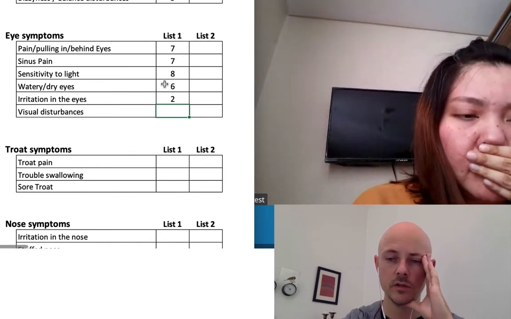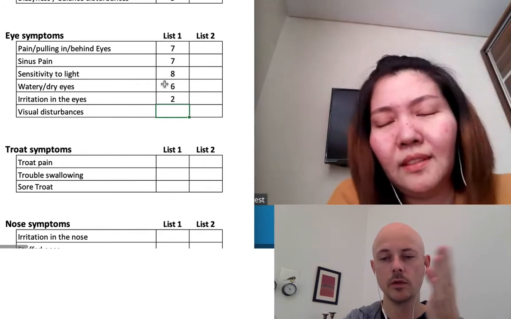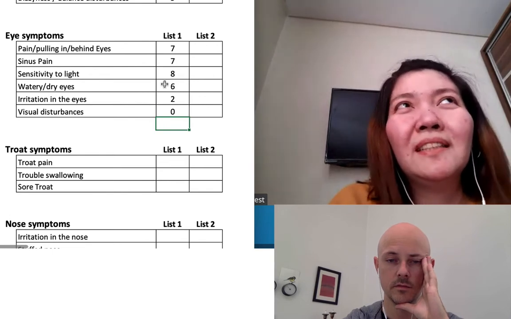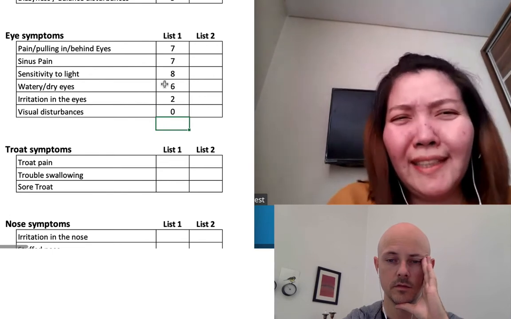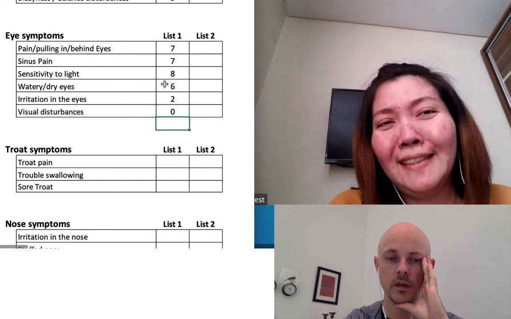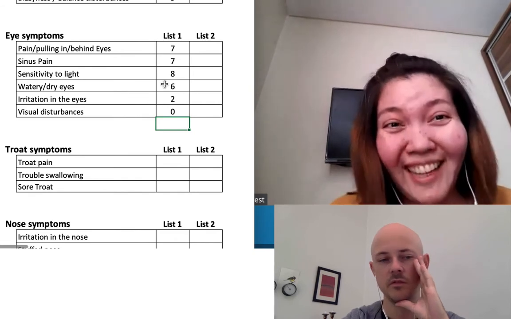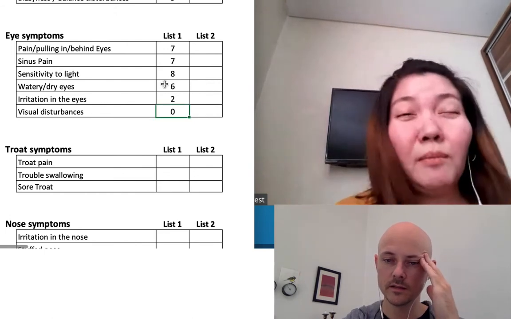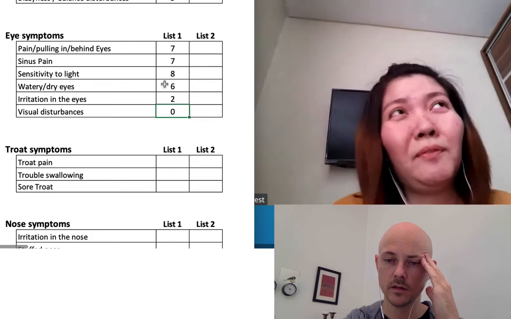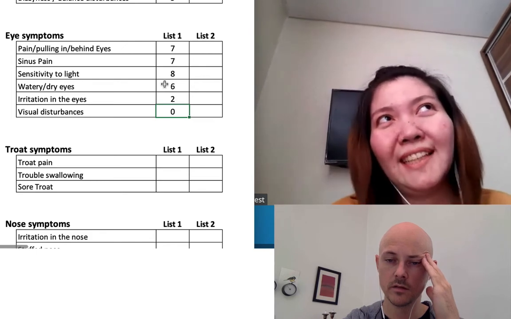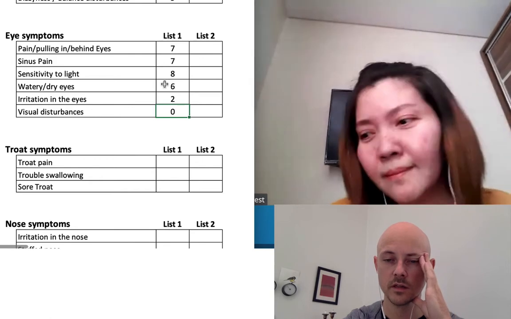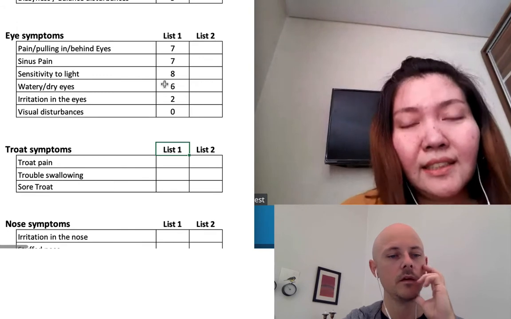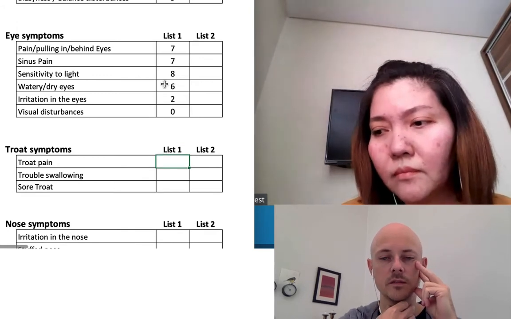And then we have visual disturbances. So it can be blurry vision. 0. Yes. Blurry. But my eyes have been blurry since I was 20. Should I rate that? No, not if you think it's just normal, like wearing glasses. It's normal for me, so 0. I'm not wearing glasses because I'm not comfortable wearing them. But you think it's something that has been there for a long time. Yes. And then we have throat symptoms.